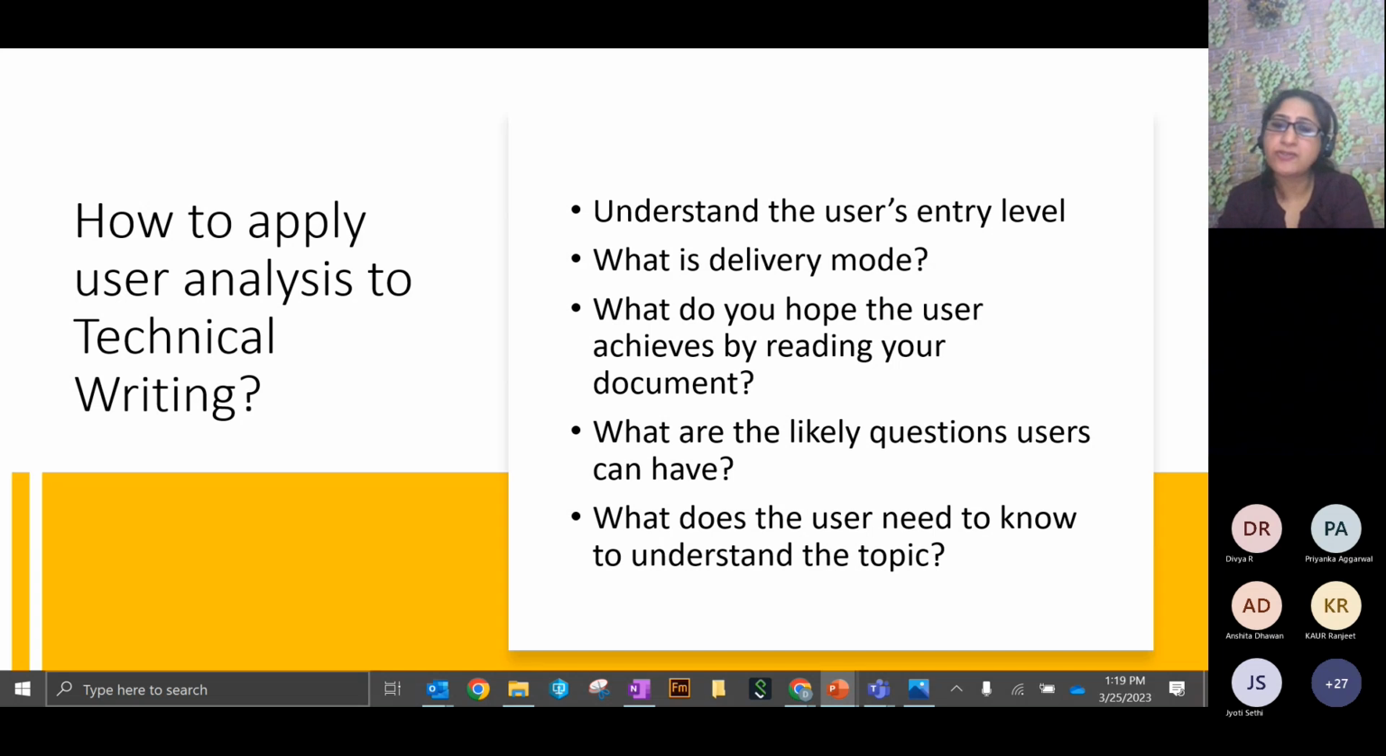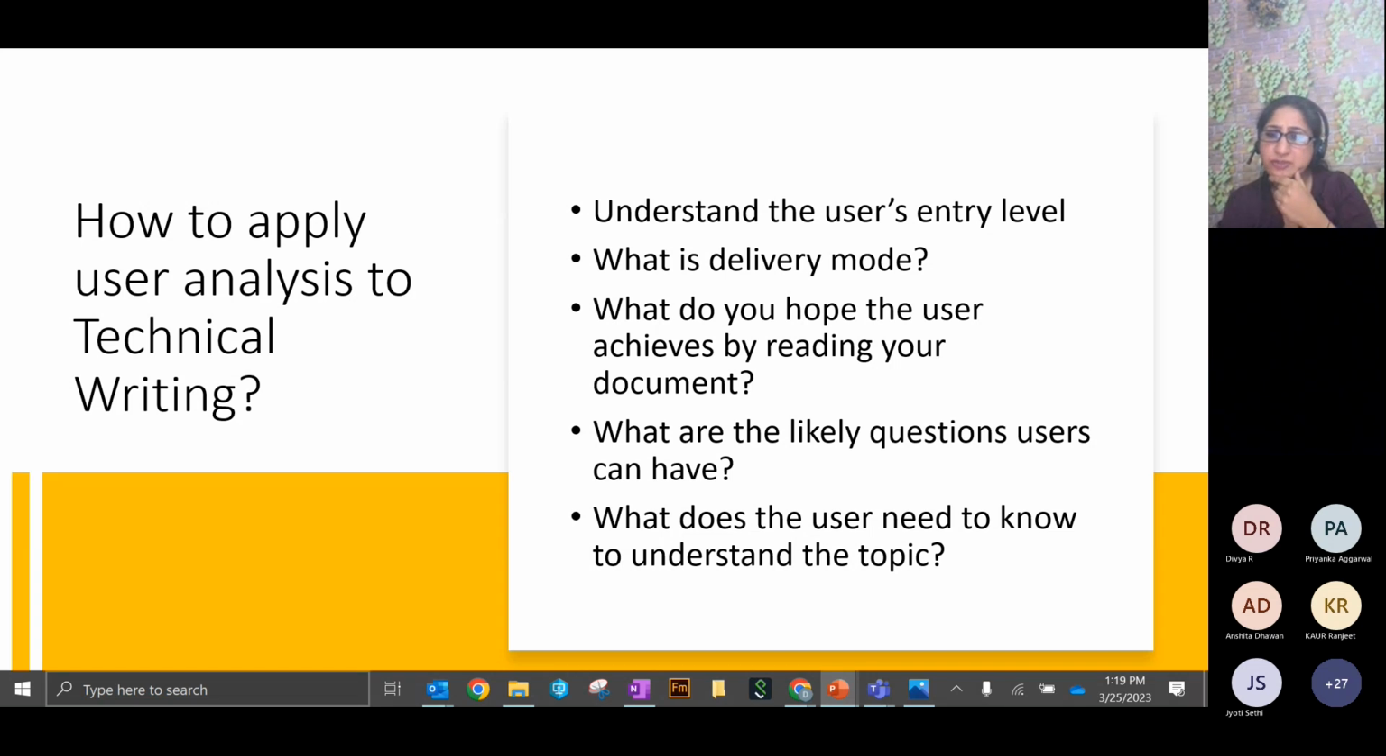What are the likely questions users can have? This is an easy giveaway for all of you. Frequently asked questions, isn't it? Or cheat sheets. Can we give them cheat sheets? Or is it possible for us to create some quick reference job aids, which will be good enough for them?